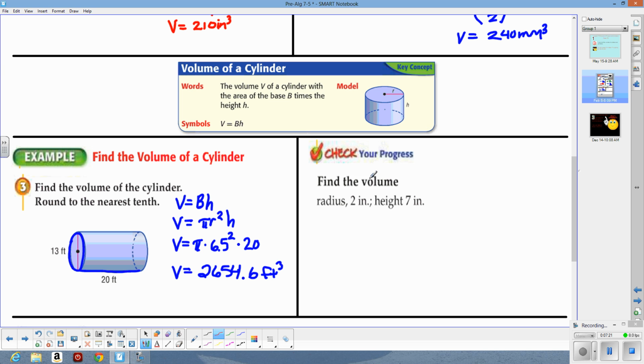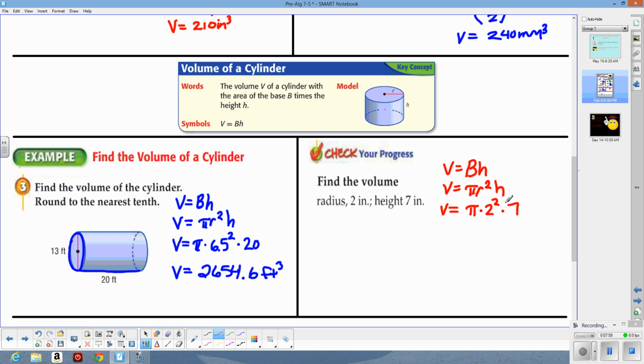We're going to find the volume of this cylinder with a radius of 2 inches and a height of 7 inches. So once again, write down the formula for volume, which is big BH. And since the base is a circle, we're going to replace big B with pi r squared. And then multiply that by the height of the cylinder. Now plug in the numbers where they belong. Pi times the radius. The radius is 2 squared times the height of the cylinder, which is 7.